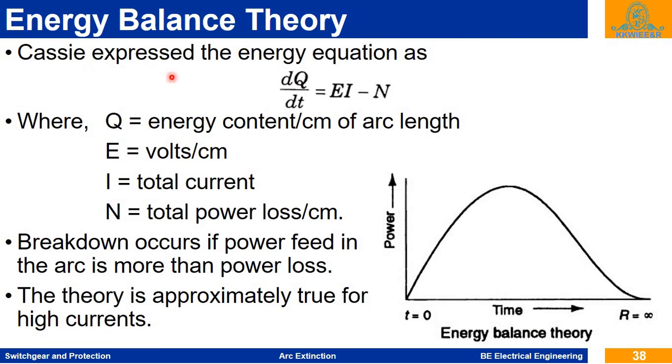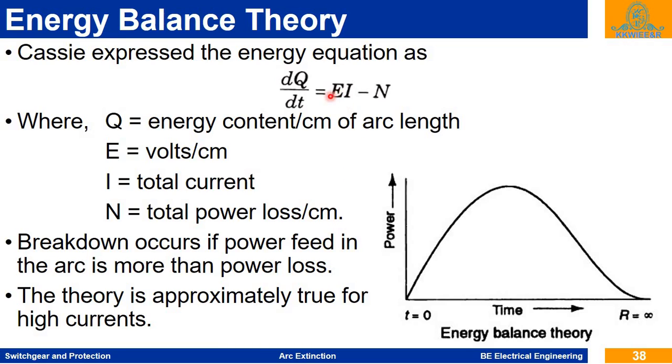So Cassie expressed the energy equation as dQ/dt = EI - N. Here E is volts per centimeter, Q is the energy content per centimeter of the arc length, and I is the total current. So EI is the power input to the arc, and N is the total power loss per centimeter. So breakdown occurs if power fed into the arc is more than the power loss.